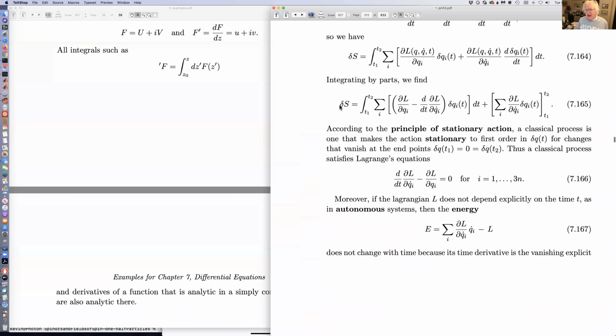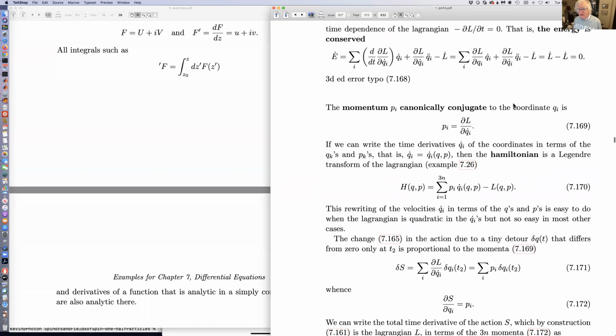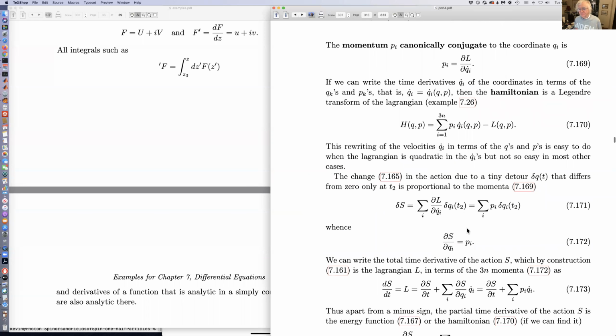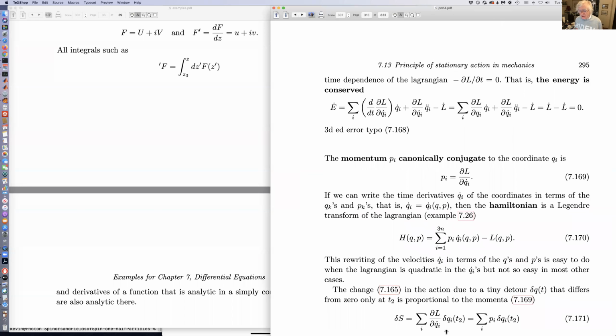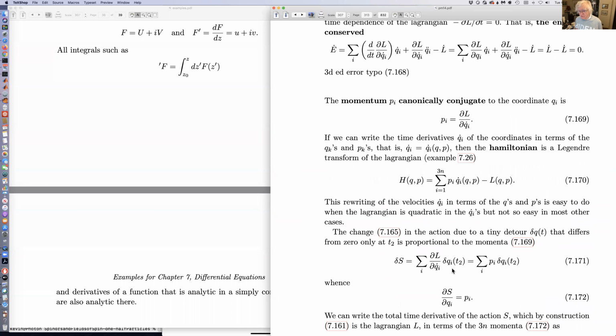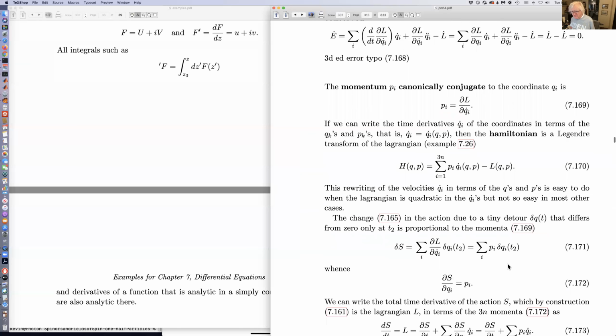So the change in the action, if we obey Lagrange's equations, and don't vary Q at T1, but only at T2, what we get is this last expression. And so what we have is the change of the action is then this, which was what I showed you before. And these are the momenta. So it's the momenta times the change in the final positions.